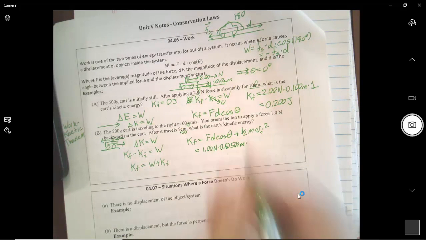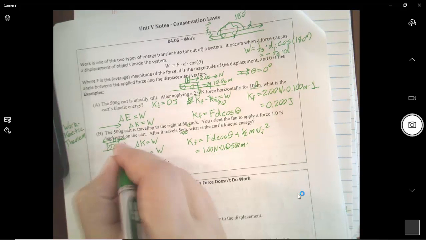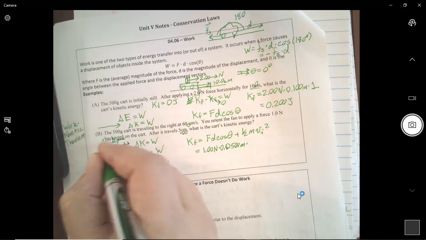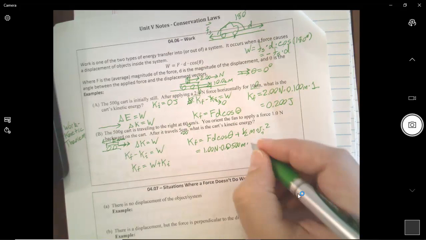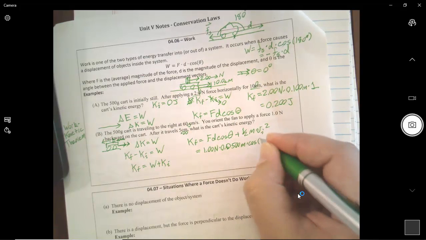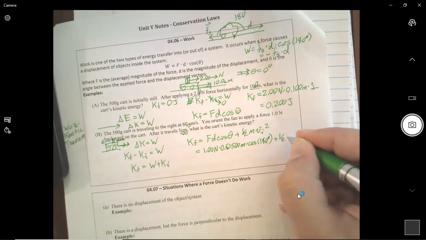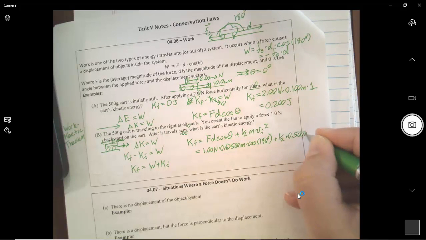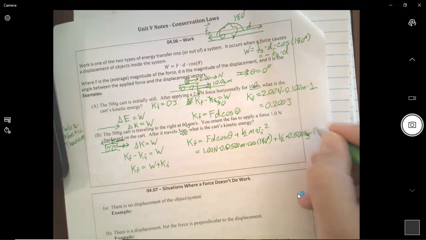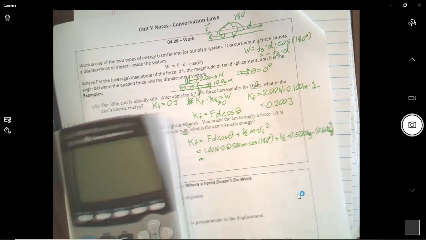So let's do these each. For our F, we have 1 newton. For our D, we have 5 centimeters. Now let's think about the angle this time. We are traveling to the right, but the force is pushing the cart to the left. So what's the angle between pointing to the right and pointing to the left? That's 180 degrees. So we have a cosine of 180 degrees. And then we have 1/2 times the mass, which is 500 grams, times 0.6 meters per second squared.